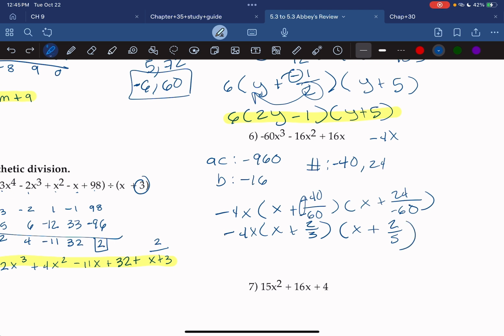Denominators that we don't want, so we zoop it up to the other side. And our answer is going to be negative 4x, 3x plus 2, and then 5x minus 2.